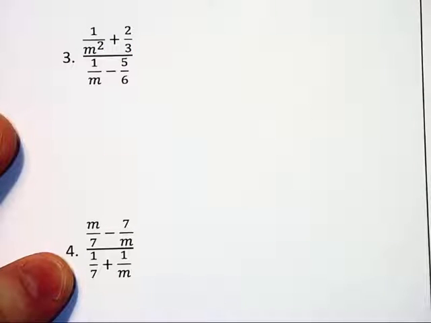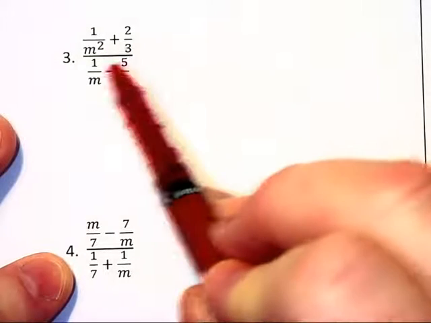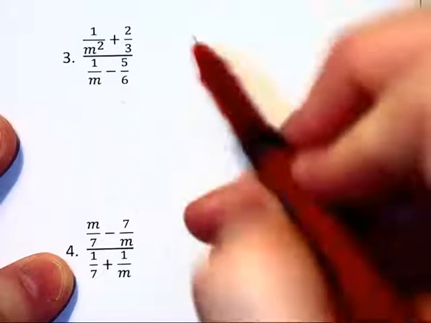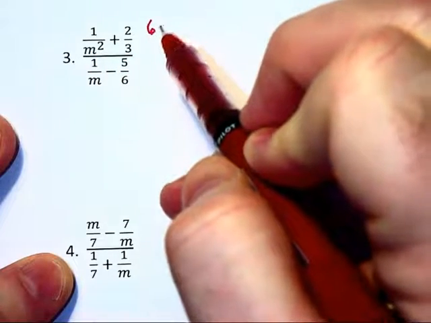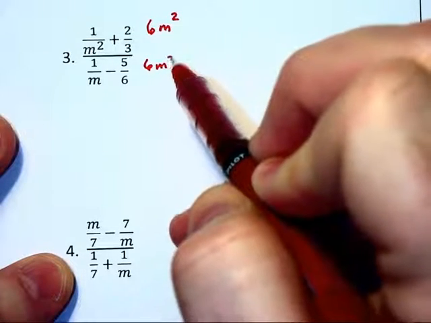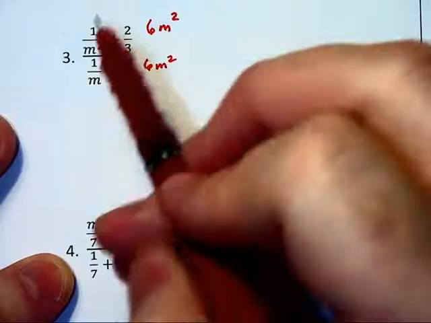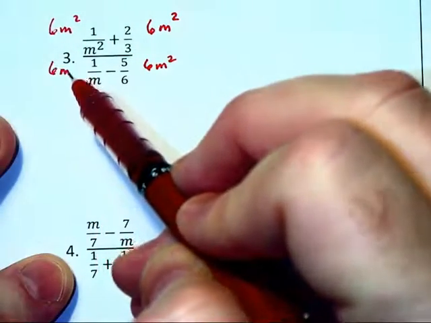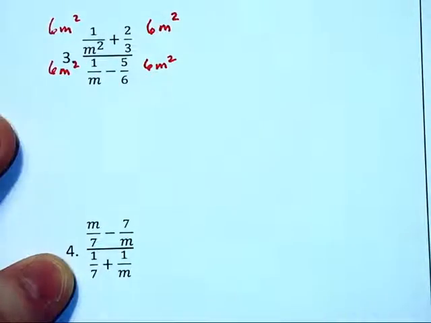For number 3, I'm going to examine each of these 4 mini denominators, m squared, 3m, and 6, and note that their least common multiple is 6m squared. So I want to multiply through by 6m squared over 6m squared, and if you want to write it in all 4 corners, that might be a good idea. Just don't get that 3 problem number mixed in with this.